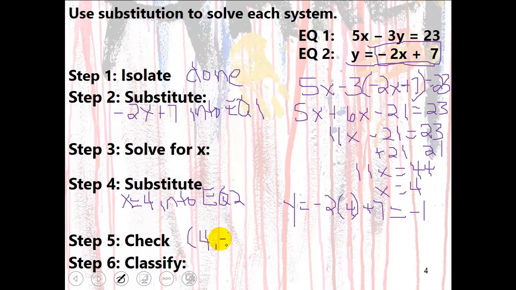And if I check it, I can just do quick mental math on this. 5 times 4 is 20, minus 3 times negative 1, so that goes plus 3. So 20 plus 3 is 23. Well, that works. And we know it works in the second one because that's what we used to solve it. So I have one solution. So when I classify, this is consistent, independent. Same thing as when we graph it.